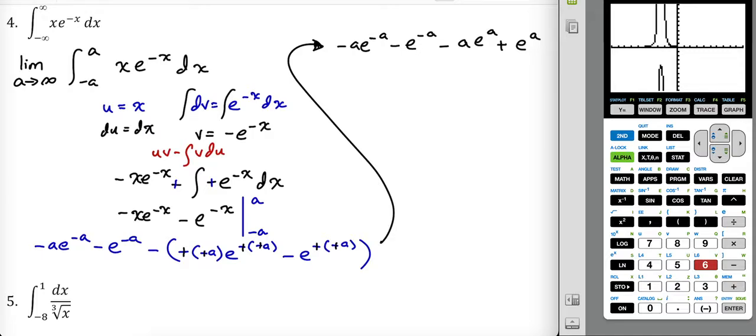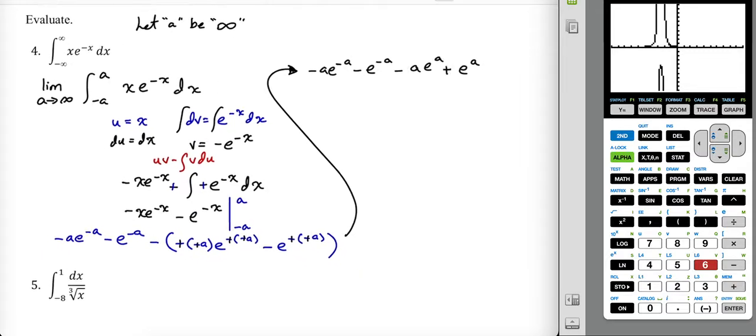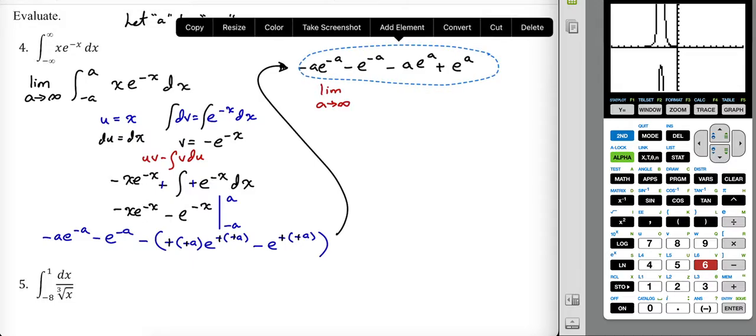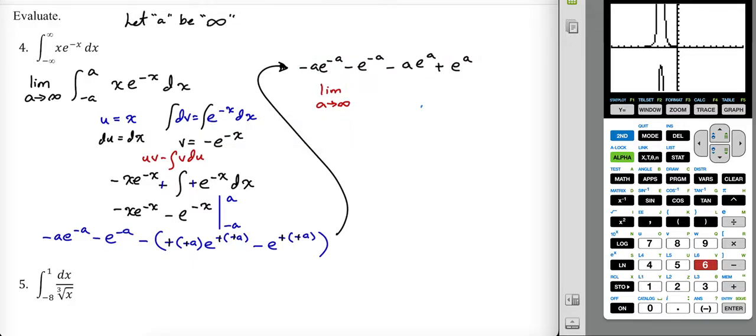It does not look like we have any like terms that could be simplified, so I'll apply my limit as a approaches infinity. We can factor out some GCF. I can pull out an e to the negative a first, and that would be negative a minus 1, and then I could pull out an e to the a, and that would be negative a plus 1. Doesn't look very helpful though.